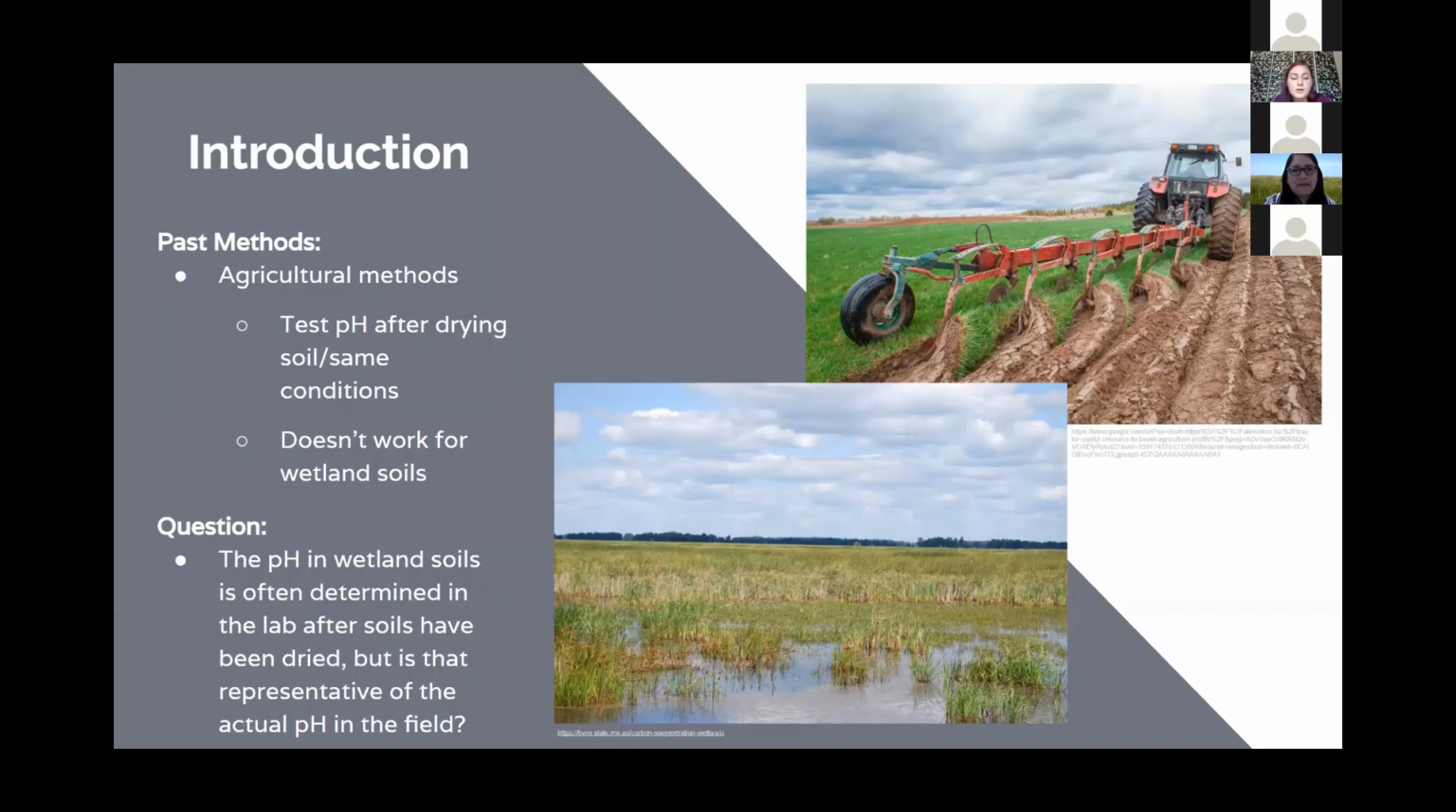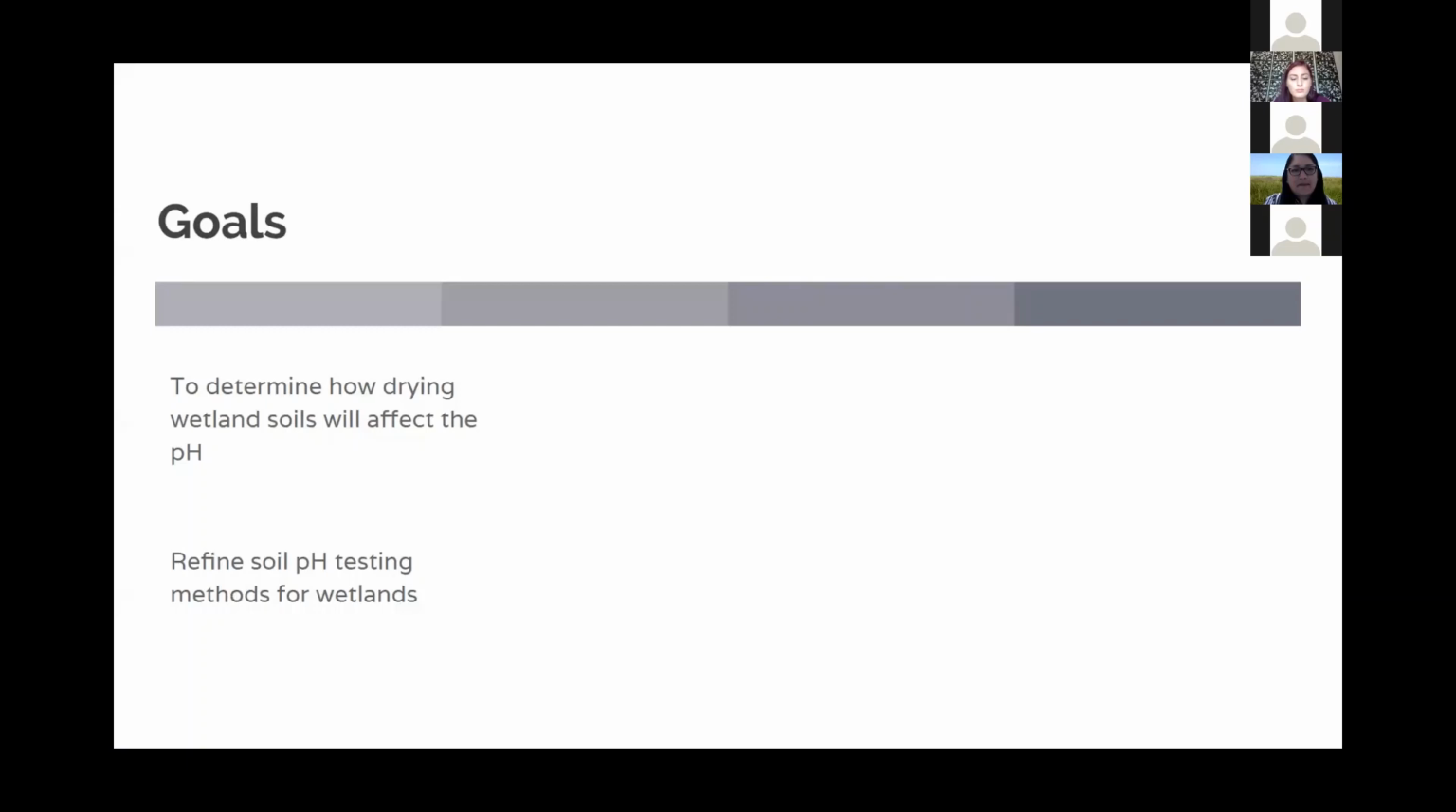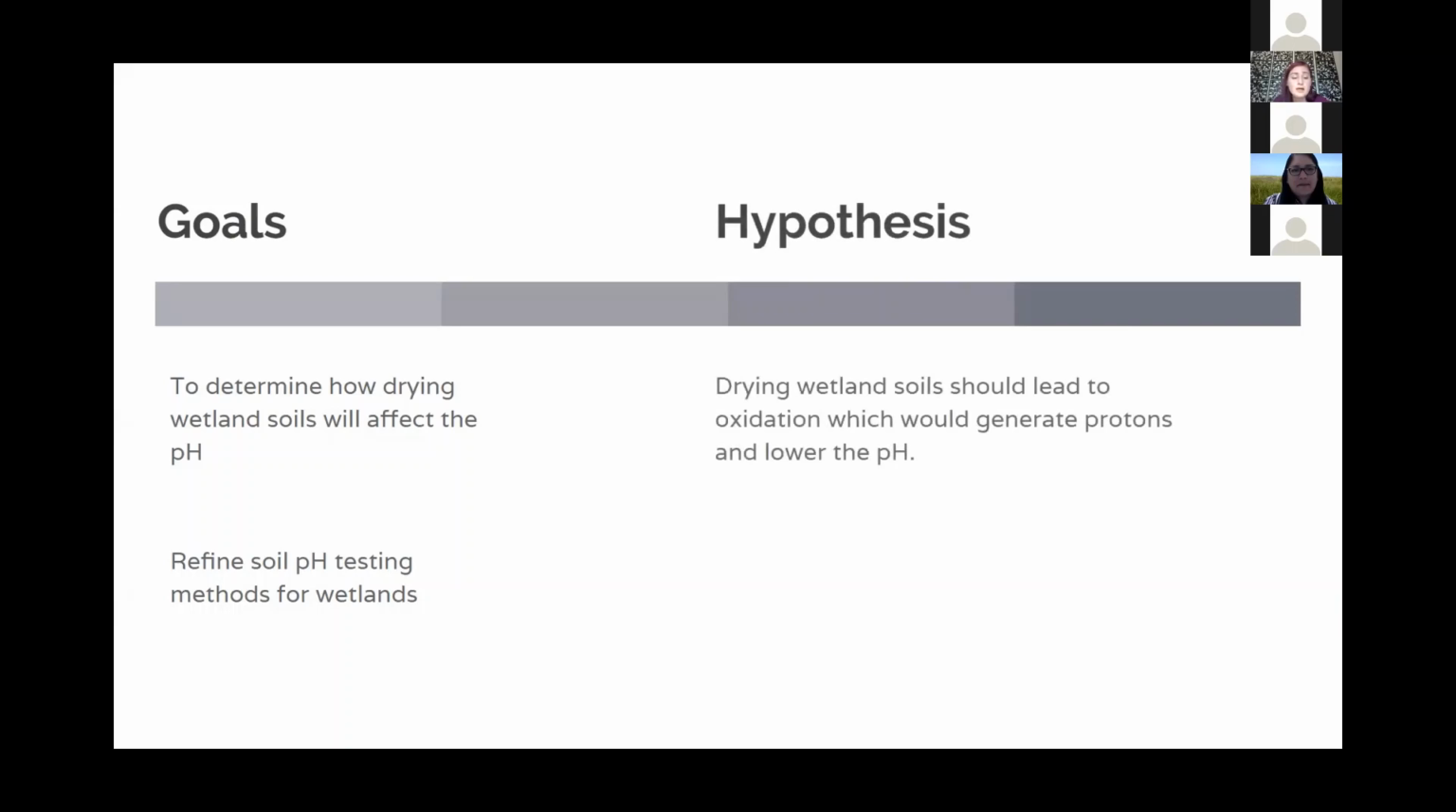So my question is, the pH in wetland soils is often determined in the lab after soils have dried, but is that representative of the actual pH in the field? So therefore my goal is to determine how drying wetland soils will affect the pH. And overall, just to define soil pH testing methods so that they adhere to wetland soils specifically and not just the past methods that were made for agriculture. My hypothesis would be that drying wetland soils should lead to oxidation, which would generate protons and lower the pH.